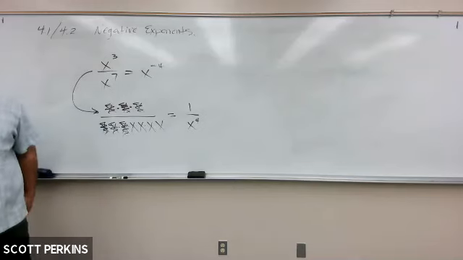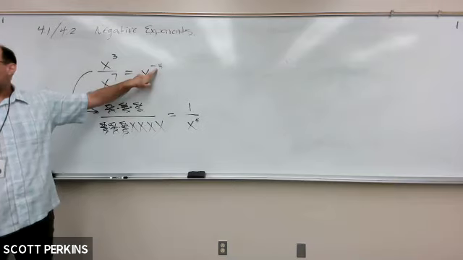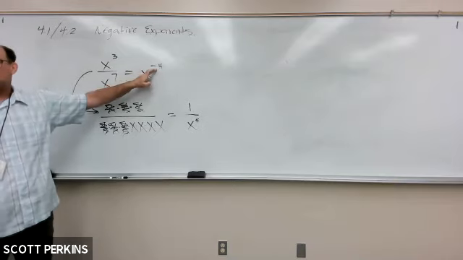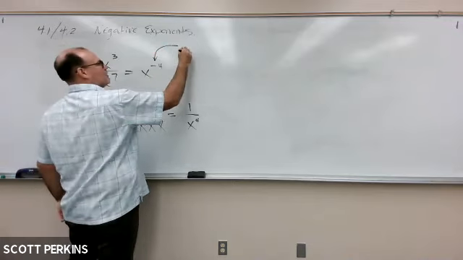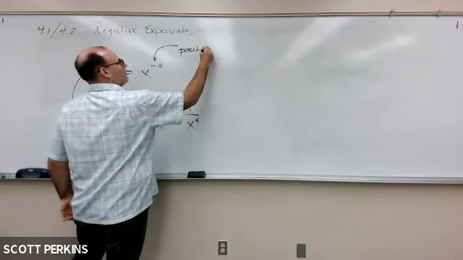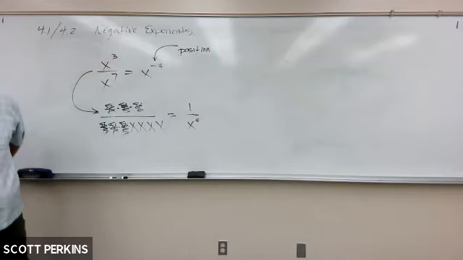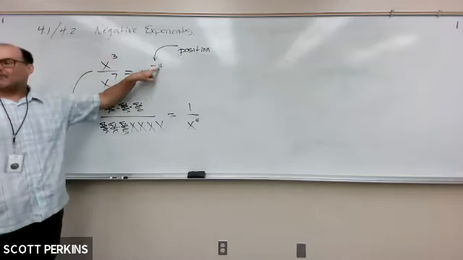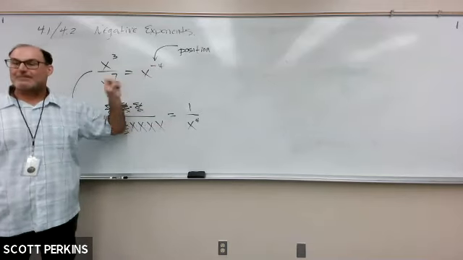So this now tells me what a negative exponent means. A negative exponent is telling you a position. Okay, so I'm going to write that. A negative exponent is telling you a position. It's telling you where your base should be. So x to the negative fourth is equal to 1 over x to the fourth. They're the same thing.